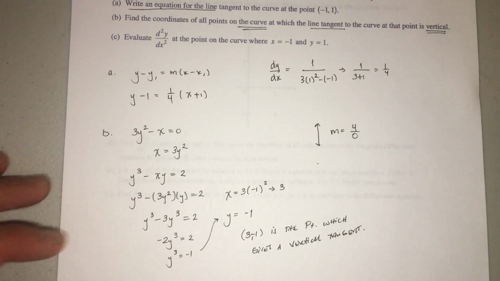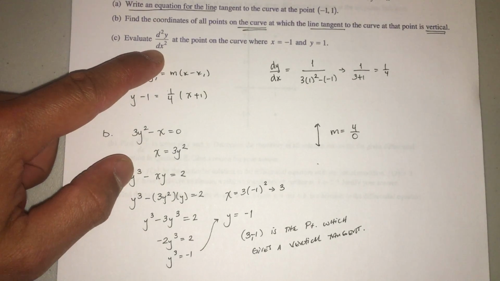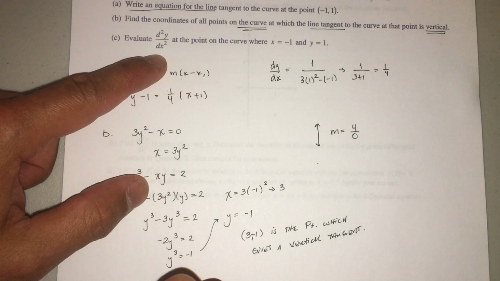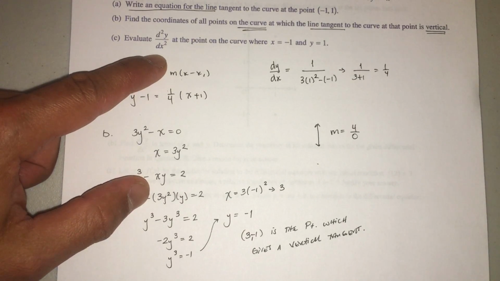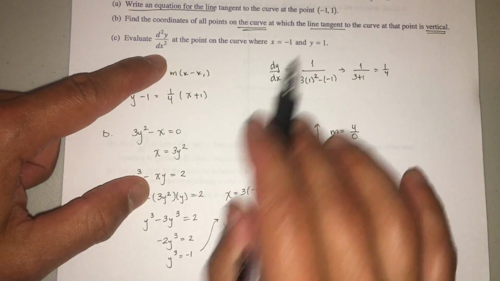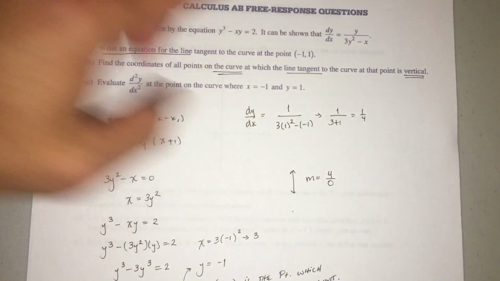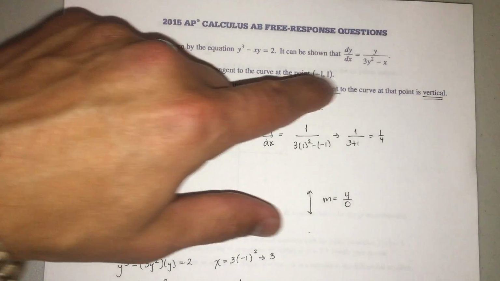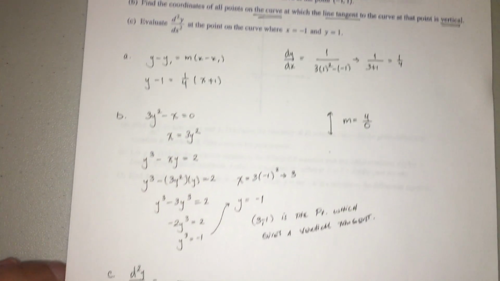Part C. So now we got to evaluate the second derivative d squared y dx squared at the point on the curve where x equals negative 1 and y equals 1. So what do I have to do? I got to take the derivative of this guy right here. So this is going to be the quotient rule. Remember the quotient rule if you don't know it: low d high minus high d low.